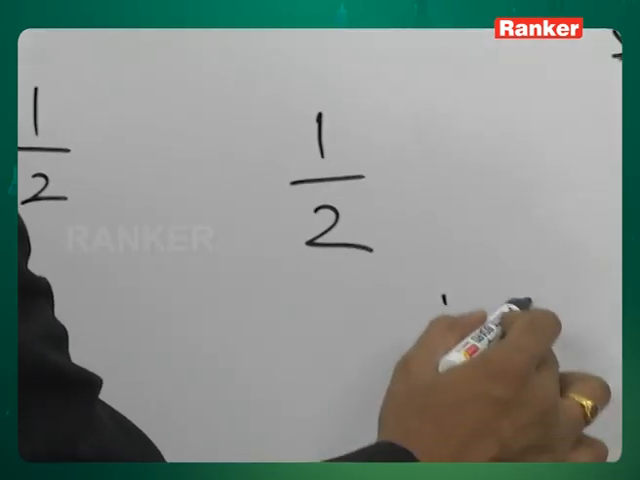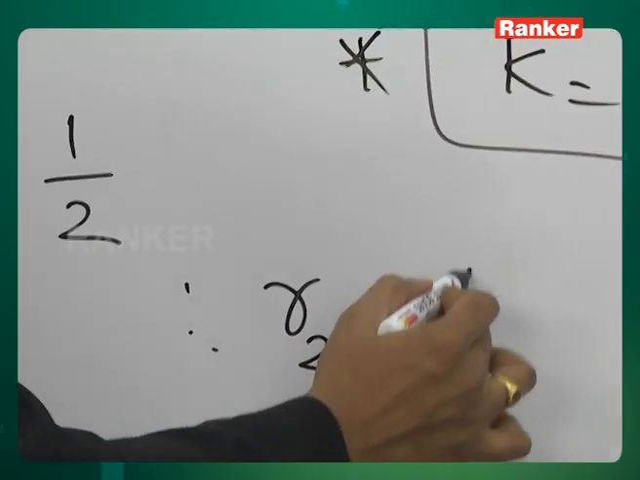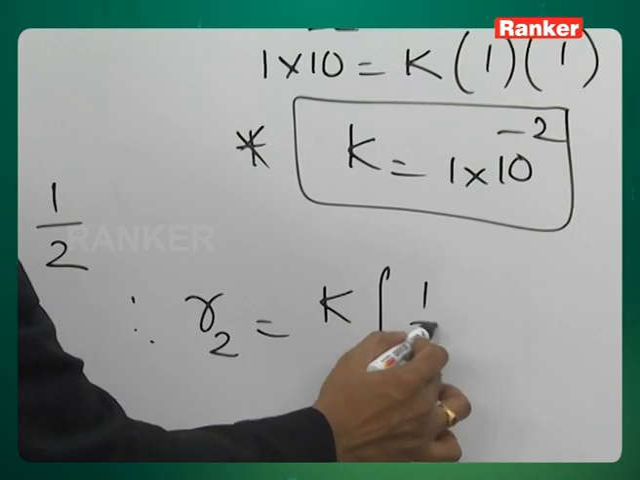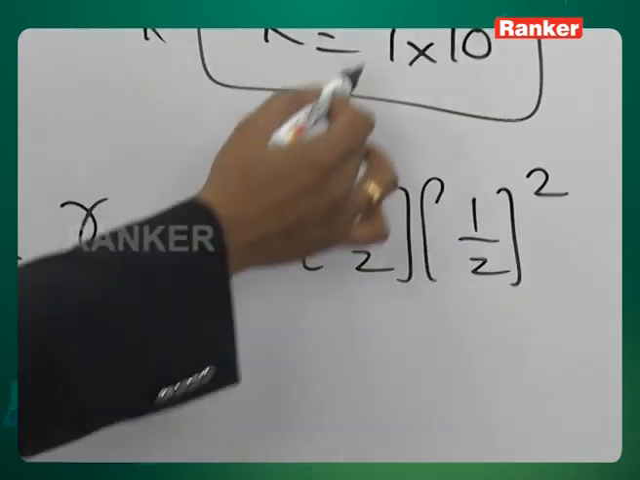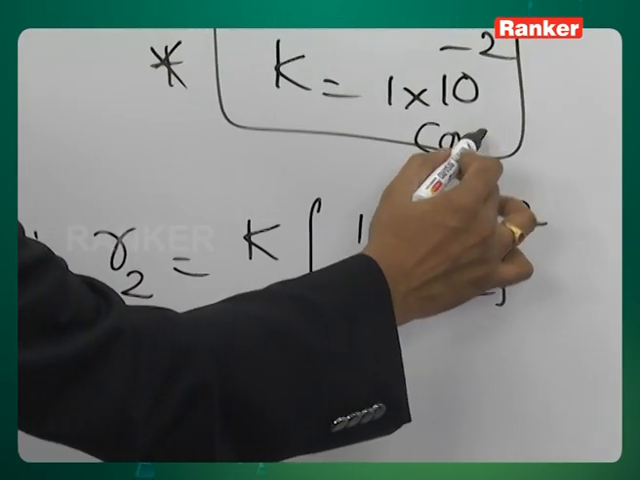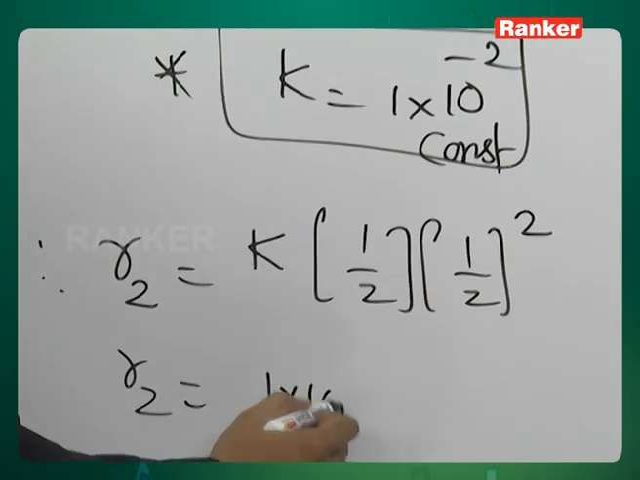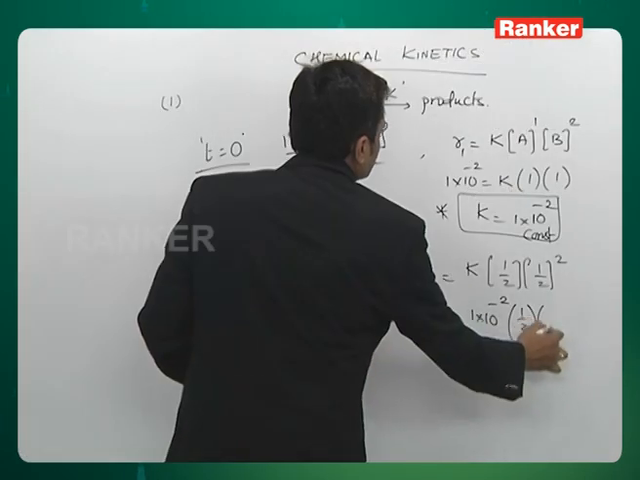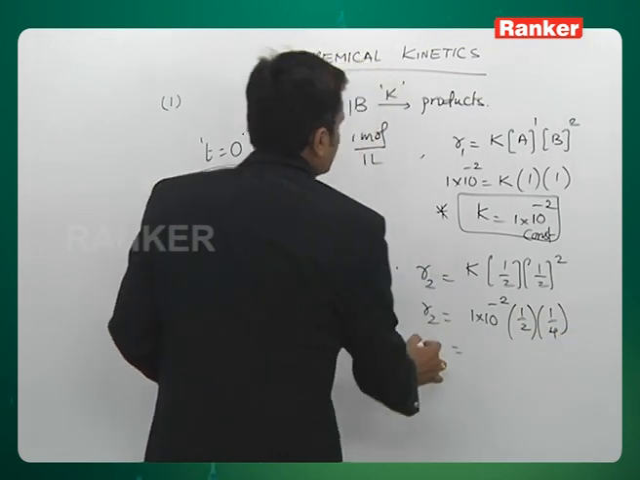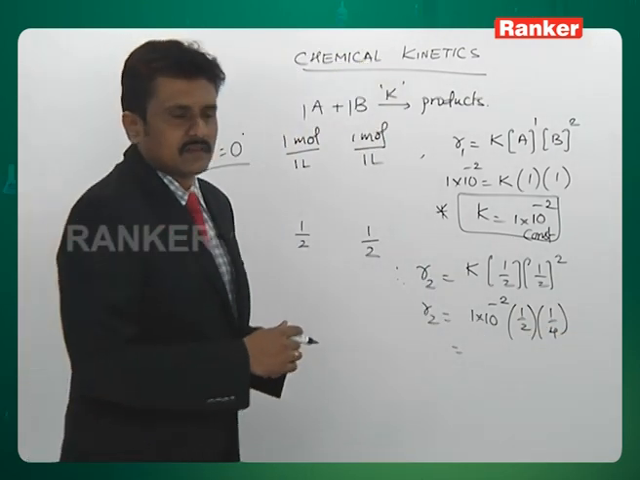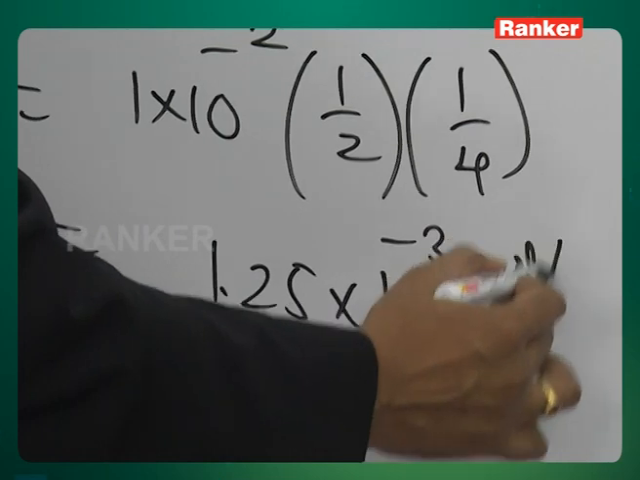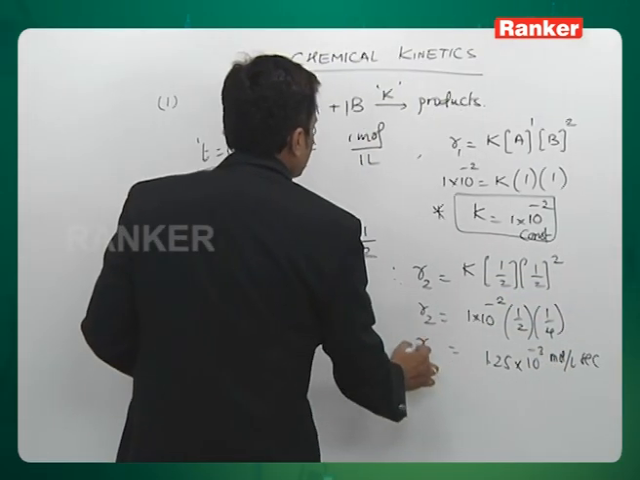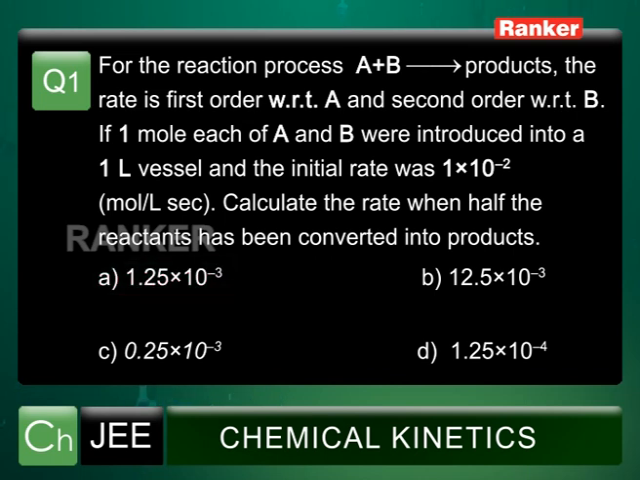So, in this case, the order here is 1 and here it is 2, but the rate constant does not change, only the concentrations have changed, the orders do not change. What I mean to say is, the final rate will be obtained when you substitute K, which remains constant as it is the rate constant. When you substitute the values, you get 1.25 into 10 to the power minus 3 mole per liter per second. This is the final rate of the reaction when half of the reactants had been converted into products.